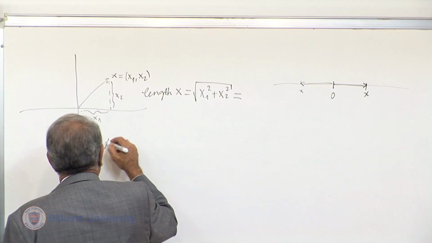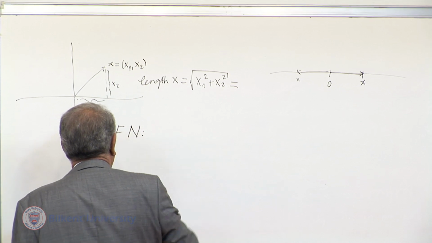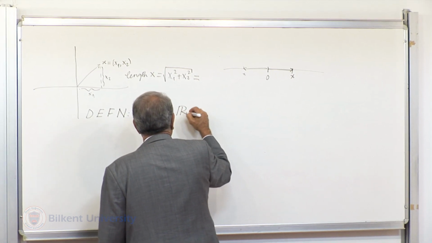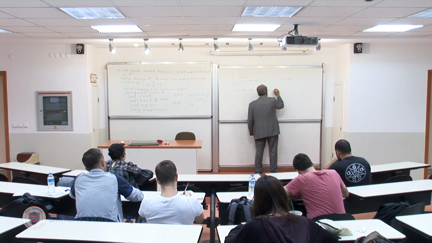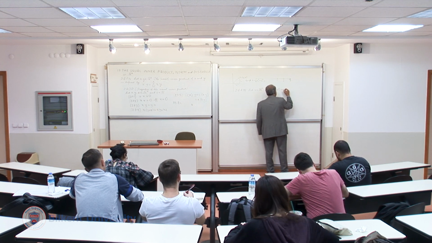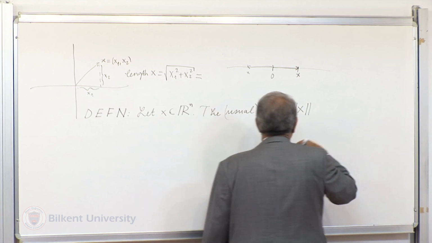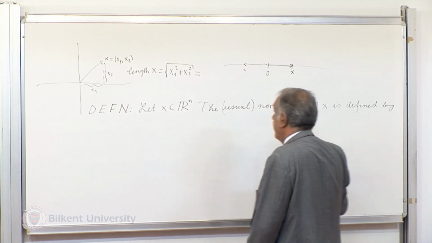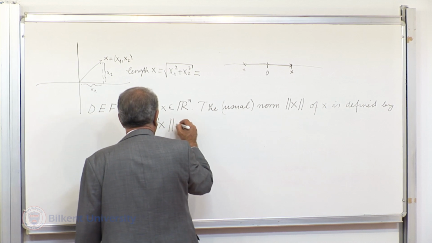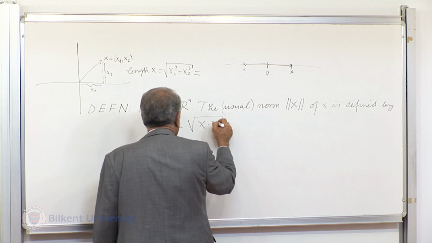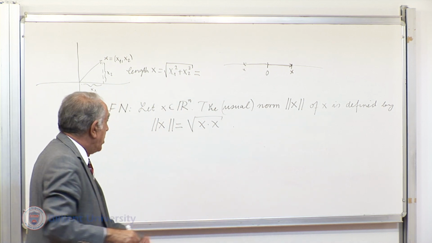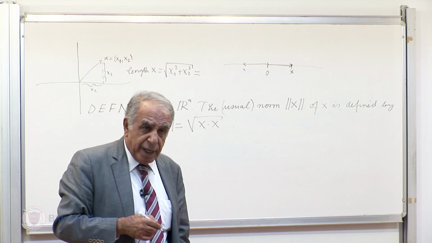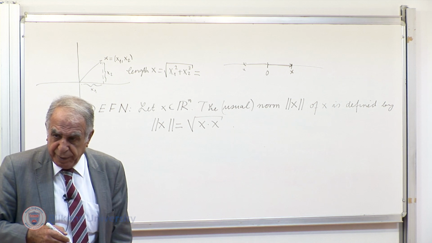So, definition. Let x be in Rn. The usual norm, we denote that by this, of x is defined by this being equal to the square root of x dot x. Now, this will be well-defined, a real number, since x dot x is non-negative, it will always be larger than or equal to zero, since we're taking the positive square root, the non-negative square root.